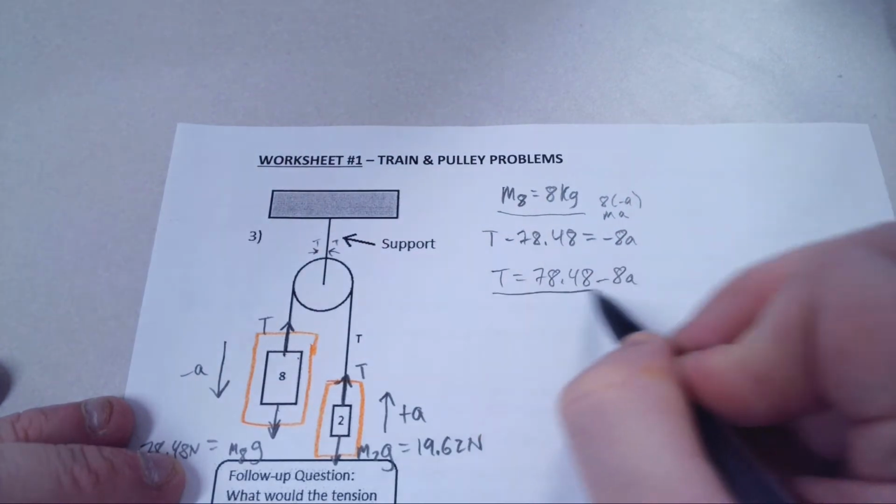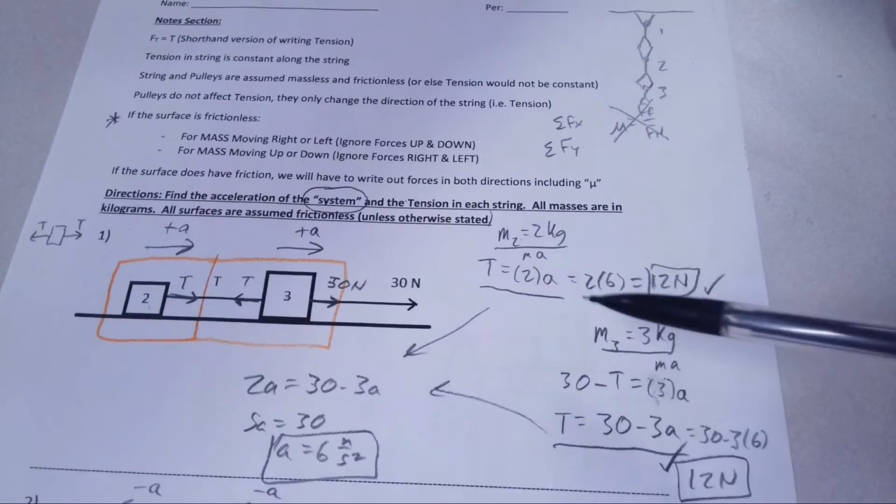And then I'm going to pause there. You might see where this is heading. This is very similar to what we did on the other side, where we found tension, and then we set it equal to each other.